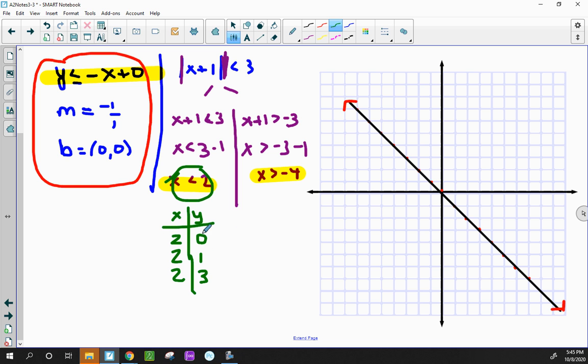So I need to plot these points. I'm going to go 2, 0, which is on the x-axis. 2, 1, not 2, up 1. 2, 3, not 2, up 3. And I can see just very quickly that this line is going to be vertical. Before I connect them, I pay attention to my symbol. I do not see equal sign, so I need to draw a dashed boundary.